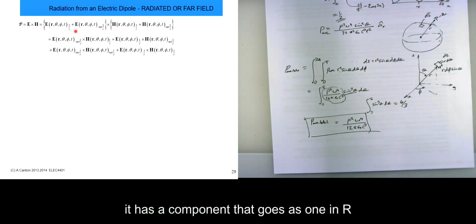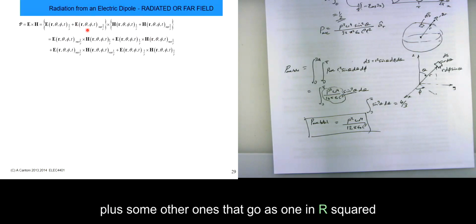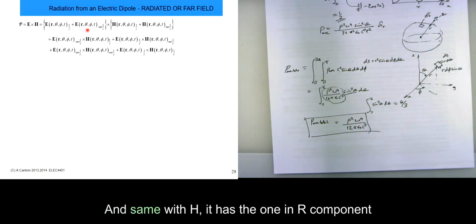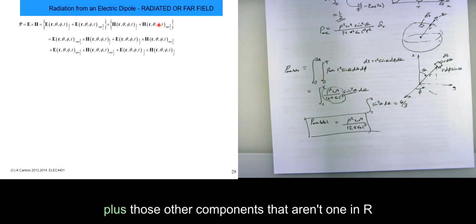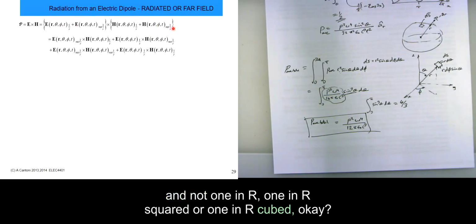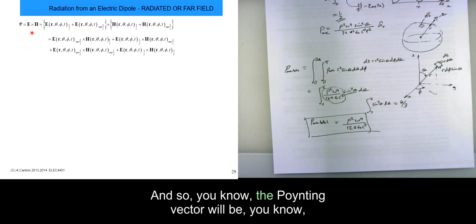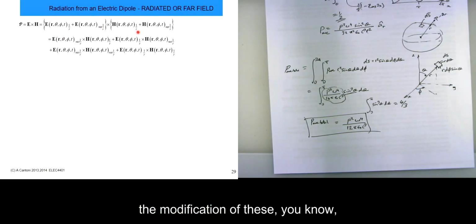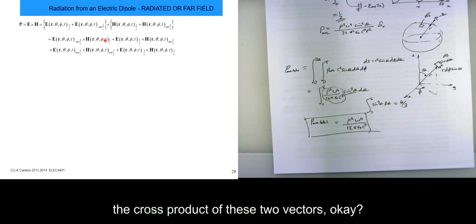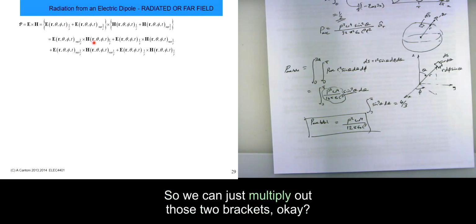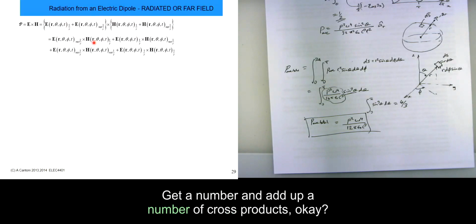E will have a component that goes as 1 on r plus some other ones that go as 1 on r squared or 1 on r cubed. And same with H. It has the 1 on r component plus those other components with 1 on r squared or 1 on r cubed. The Poynting vector will be the cross product of these two vectors, and the cross product has a distributive property, so we can just multiply out those two brackets and add up a number of cross products.